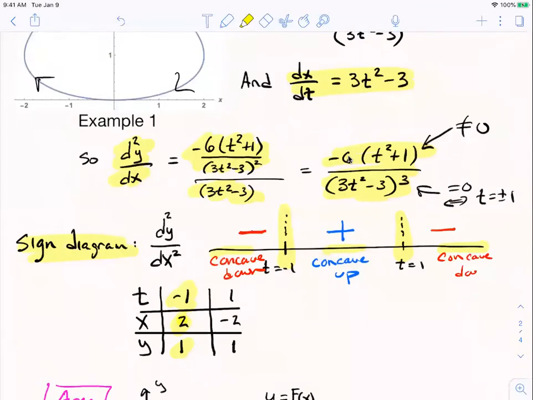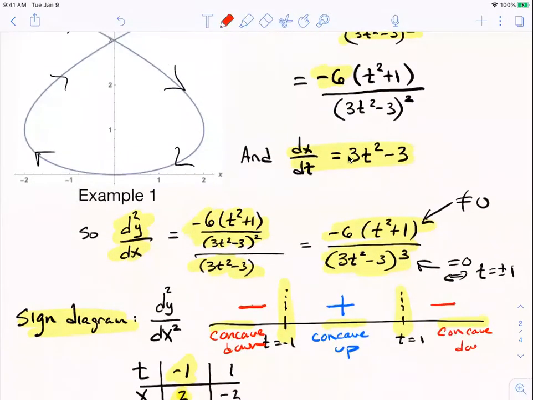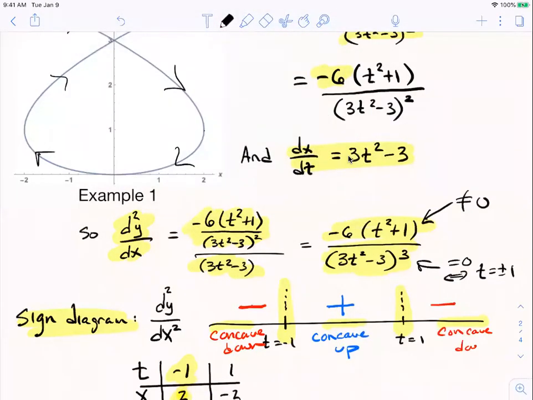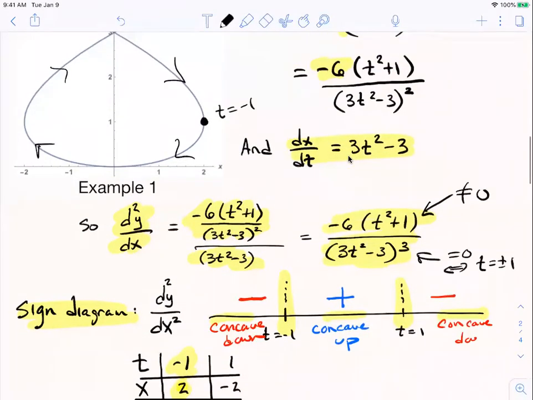So when t is -1, I'm at (2, 1) in the plane. So I can visualize that. (2, 1) is this point on the curve. Sorry, wrong color, let me fix that. (2, 1). This is where I'm at when t is -1. When t is 1, I'm at (-2, 1). It's over here.